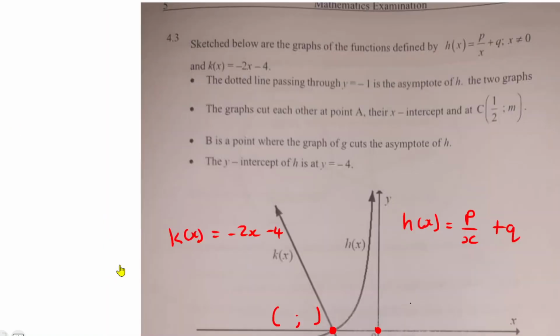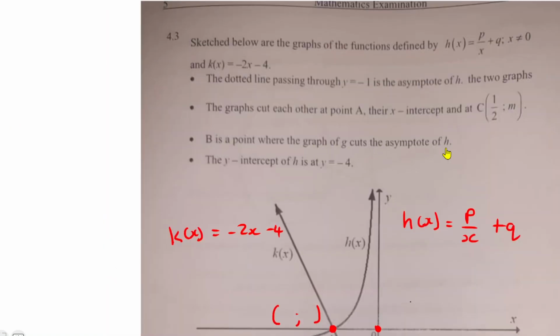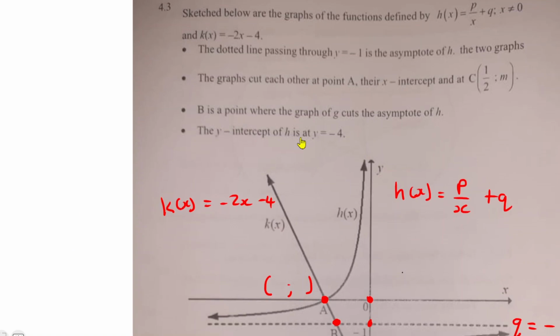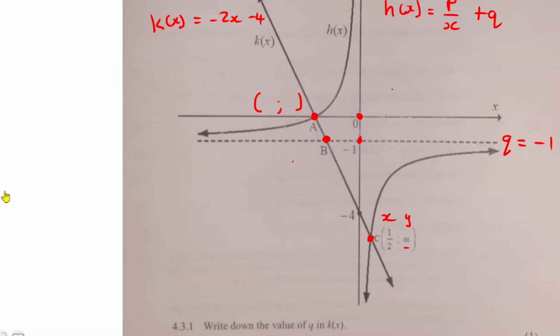Again, lastly, they said B is a point where the graph of g cuts the asymptote of h. Okay, let's look at that one. B is a point where the graph of g cuts the h asymptote. Okay, here is B, so it cuts the asymptote. Remember, this dotted line was the asymptote of h of x. So B is cutting that asymptote at that point. Okay, that's what they told us. Yeah, the y-intercept of h is at y equals negative 4. So we see that one, the y-intercept of h. This is the y-intercept of this straight line. It cuts the y-axis at negative 4.